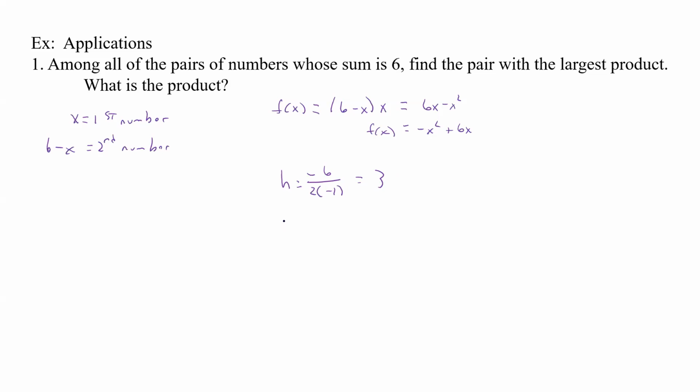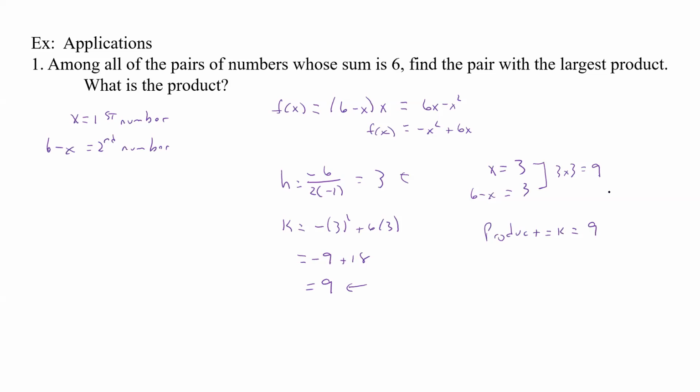And so now if we wanted our k, it's going to be minus 3 squared plus 6 times 3. So that's going to be minus 9 plus 18. So that's going to give us a 9. And so what does this tell us? Well, this tells us x is equal to 3 because that's our x part. And so 6 minus x, well, that's going to be 3 as well. And we know that if we're taking the product, 3 times 3 is 9. Well, guess what? We also found that it's 9 here with the product. And so our product is equal to k, which is equal to 9. Or if we just took the 3 times the 3, once we found our two numbers, we also get the product being 9.